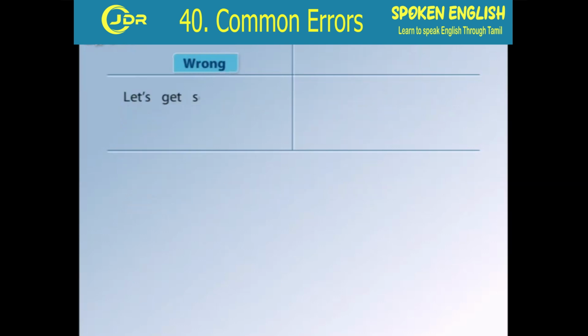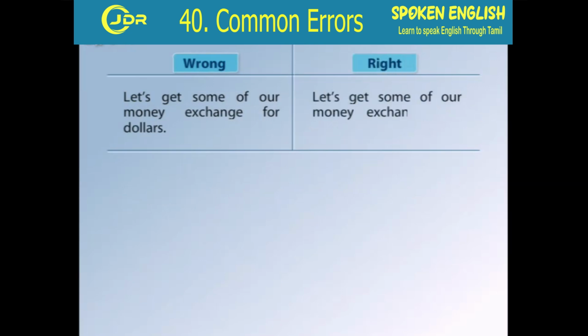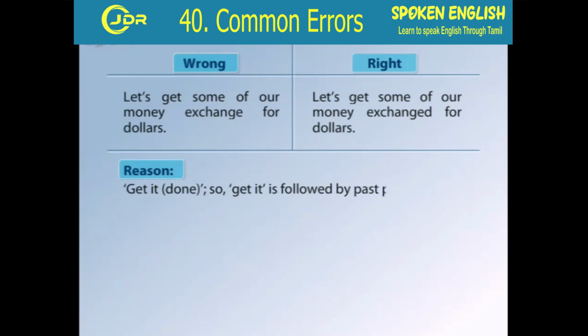Wrong. Let's get some of our money exchanged for dollars. Right. Let's get some of our money exchanged for dollars. Reason. Get it done. So get it is followed by past participle and not present or past tense verbs.